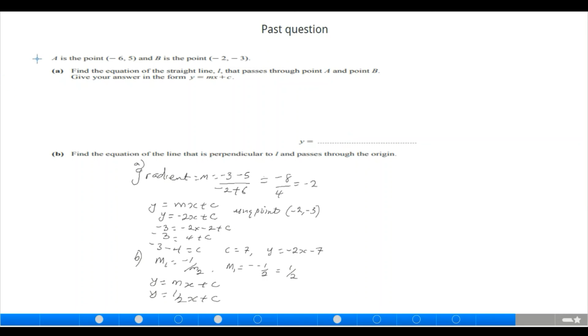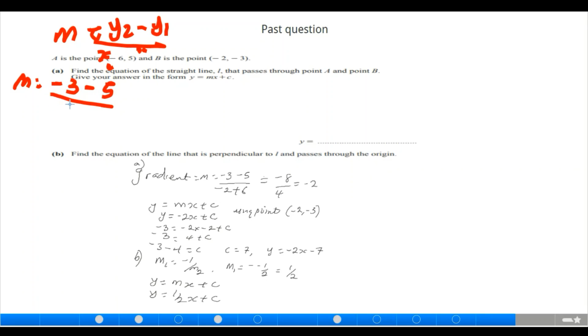What's the formula for gradient? That is m equals (y2 minus y1) over (x2 minus x1), and we need this value. So from here, what is y2? Y2 is minus 3. What is y1? Y1 is 5, so minus 5, divided by x2, which is minus 2, plus x1.